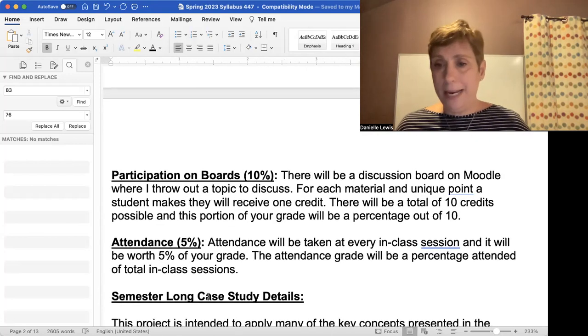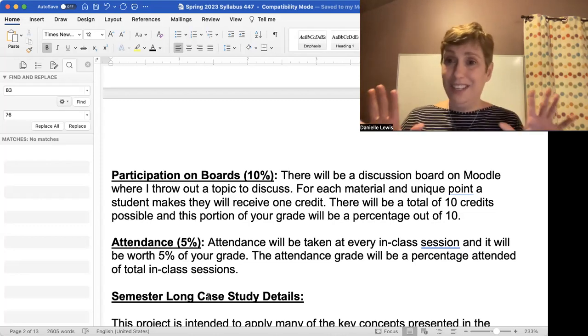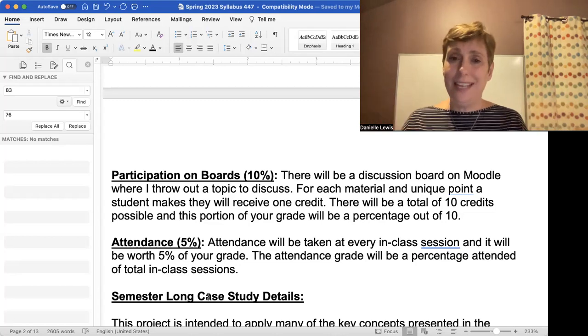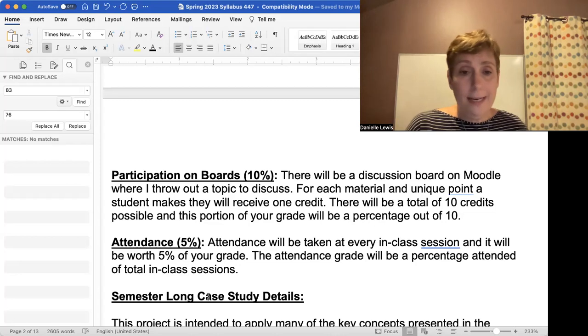As far as the participation boards, I think I went over that already as far as how I'm going to do that. There's going to be probably 12 or 14 boards, and you need to make 10 good comments. And if you make 10, you'll get your full points there. Your attendance is 5%, and that is if we have 10 classes that are in person and you show up to 9 of them, you get 90% on your attendance.